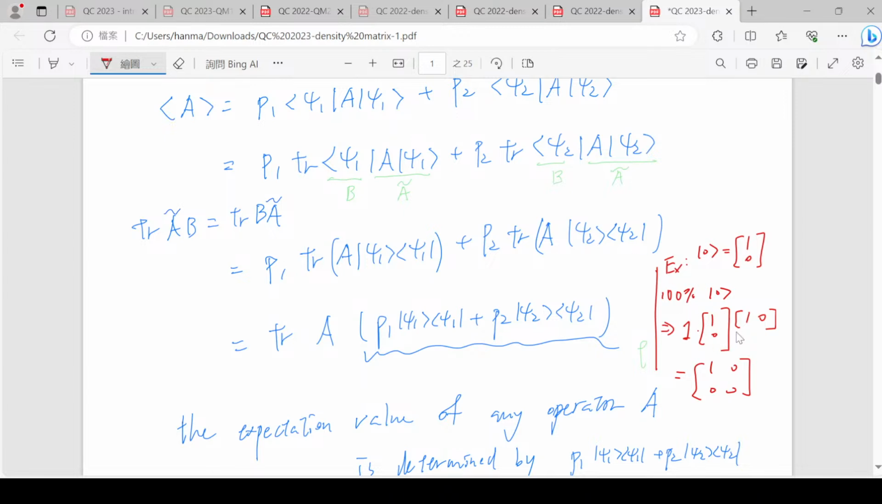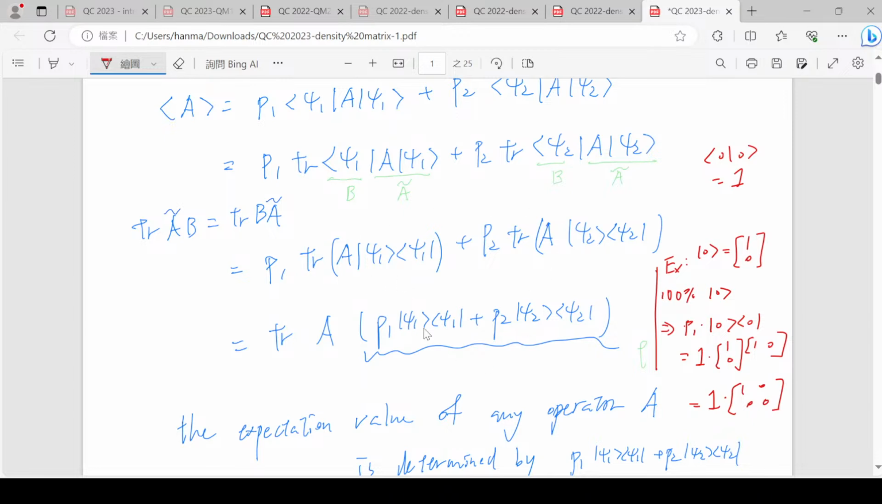Maybe I should write one more line. So we have p1 times the 0 ket, 0 bra, equal to 1 times (1, 0) times (1, 0). This is called the outer product, so don't confuse it with the inner product. The inner product of 0 with 0 is just equal to 1, while the outer product is actually a 2 by 2 matrix: 1, 0, 0, 0. So here is the example.